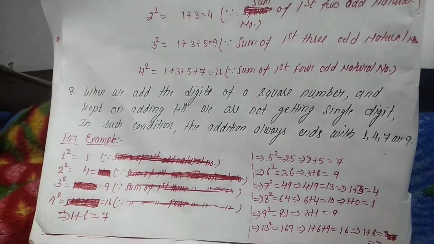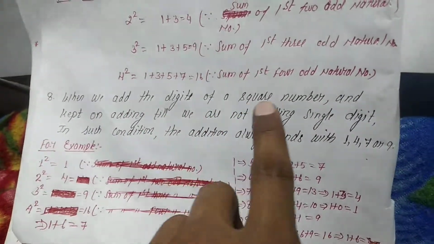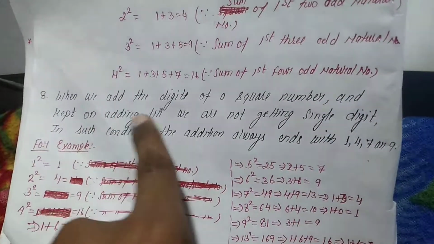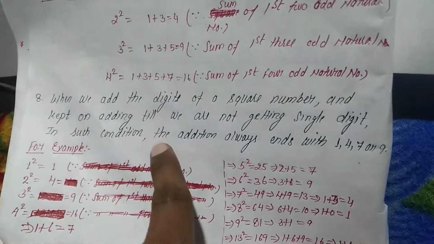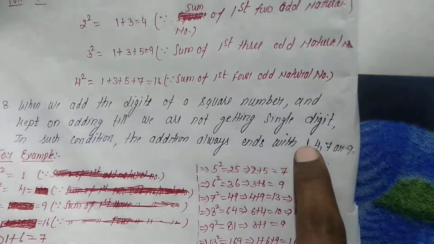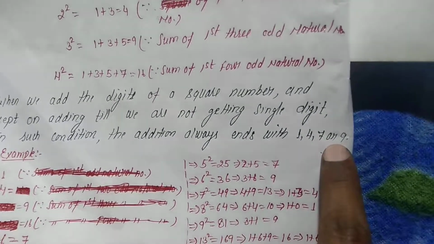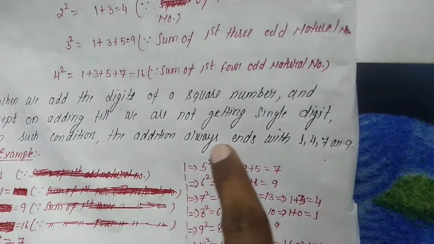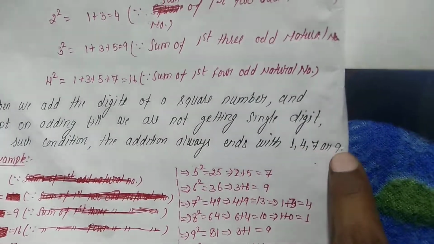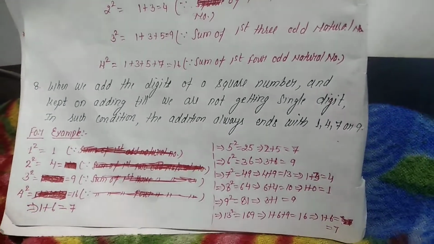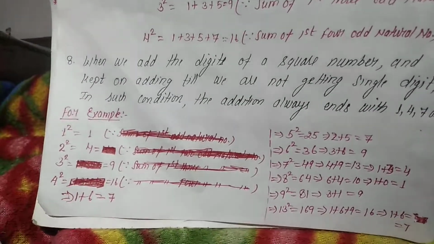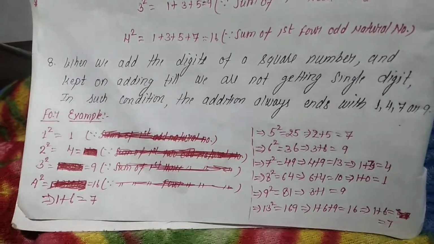Now see the next property of a square number. When we add the digits of a square number and keep on adding till we get a single digit, in such a condition the addition always ends with 1, 4, 7 or 9. This is very much important. The addition always ends with 1, 4, 7 or 9. If it is not ending with such a digit, then it will not be a perfect square. See here, I will show you. This will be more clear with the given example.